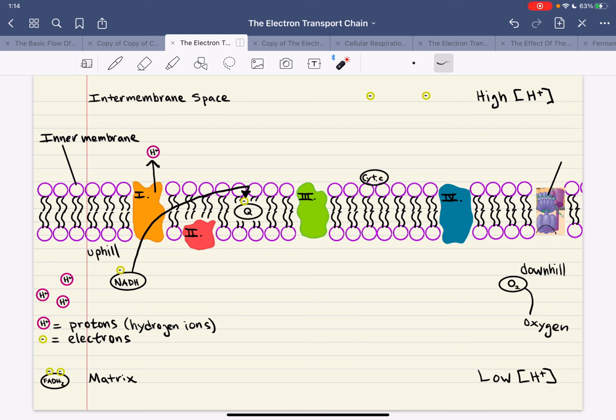So next, we're going to take this same electron and it's going to get passed from Q. In the process, it's going to pass through complex 3, spinning it, allowing it to pump a proton. And then finally, it's going to end up at this carrier, cytochrome C. A little bit further downhill, a little bit more stable. So let's draw that out.